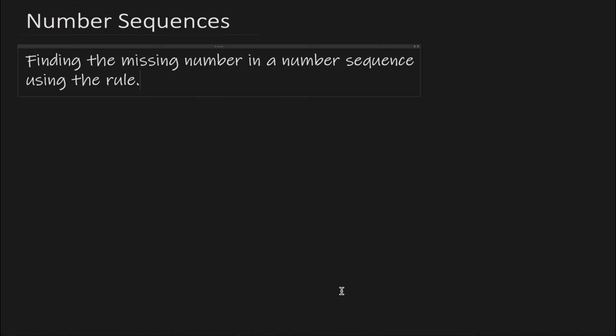Okay? This is going to be our objective: finding the missing number in a number sequence using the rule. These are two different parts of today's lesson. The rule and missing numbers are going to be the two main parts of the lesson.